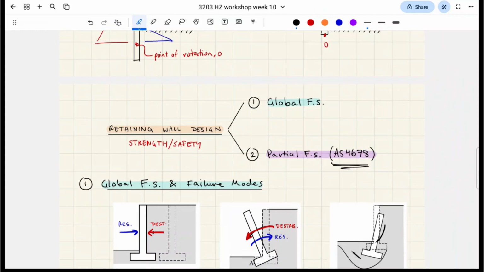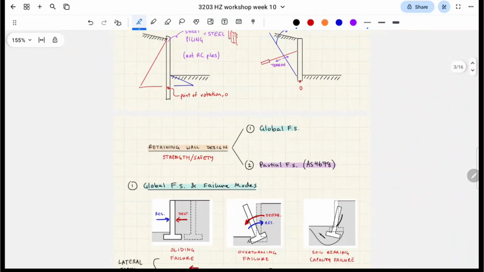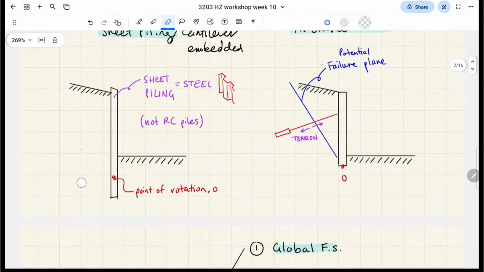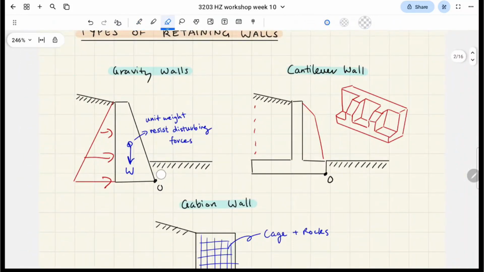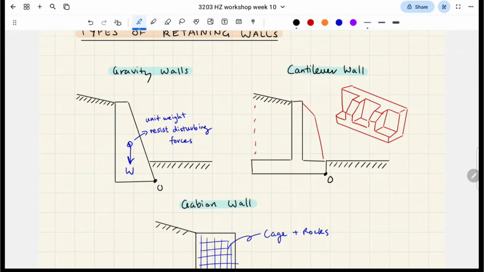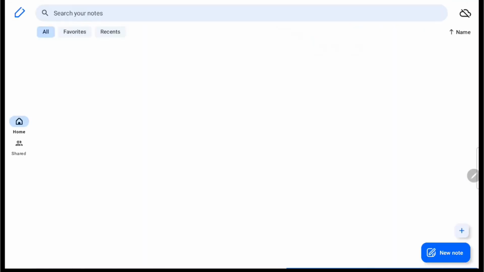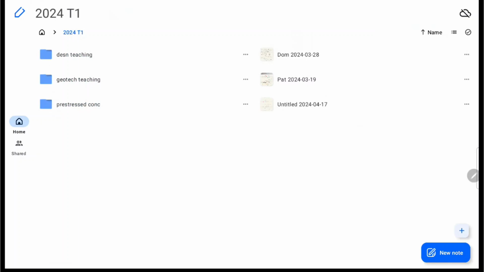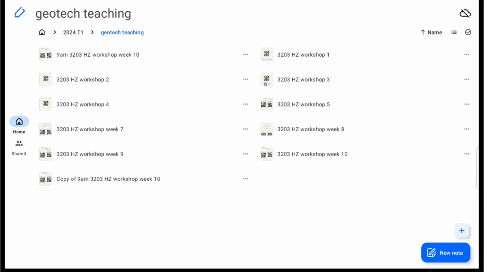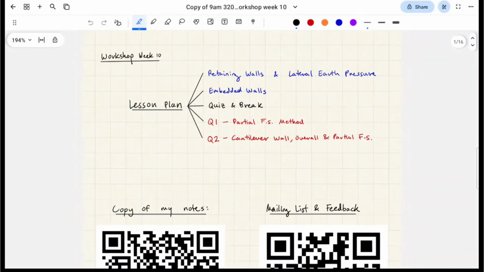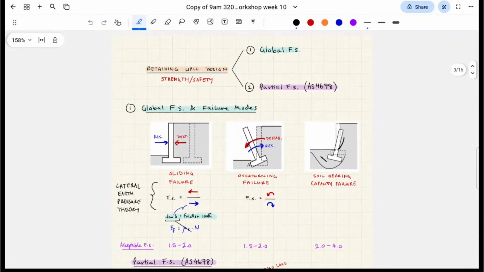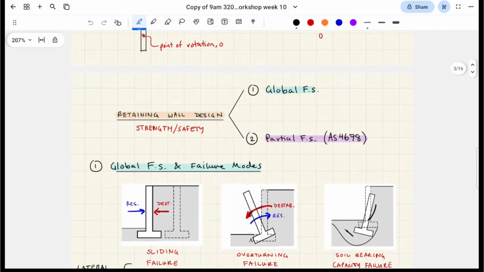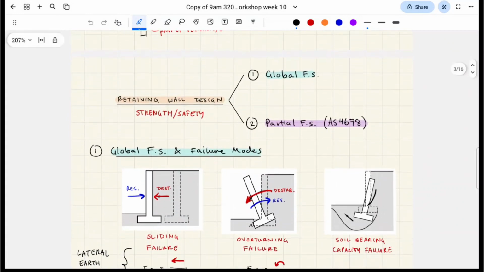But if the question says use global design, oh, I just realized I am tampering with my main document. Let me just undo this, sorry. This one. Yes. Okay. Sorry. Where was I?